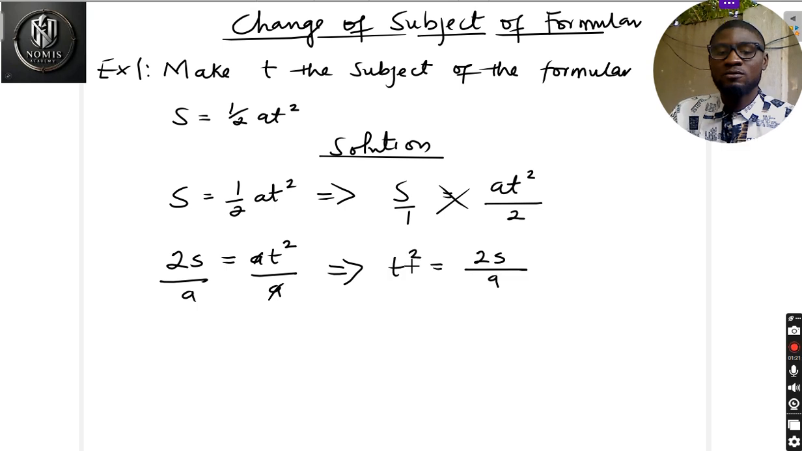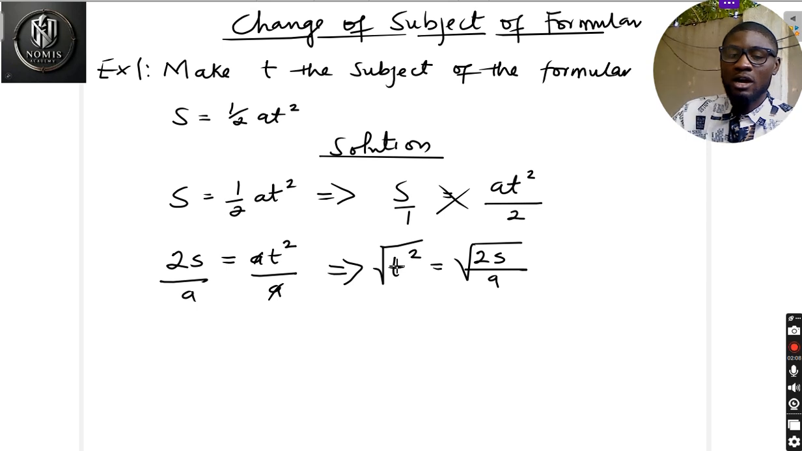So how do I remove the square? I'll do it by its opposite. Remember that everything that was multiplied, we removed by division. So if this is a square, we are going to remove it by its opposite. And what's the opposite of square? Correct, square root. So we square root both sides. Square root cancels square, so we are left with T. T equals the square root of 2S all over A, and that is our answer.